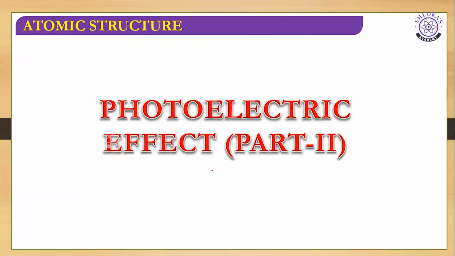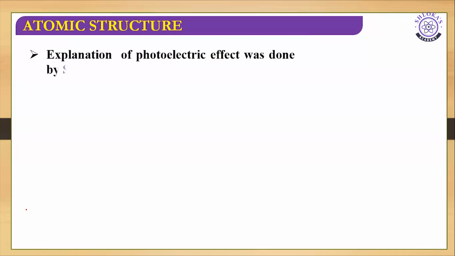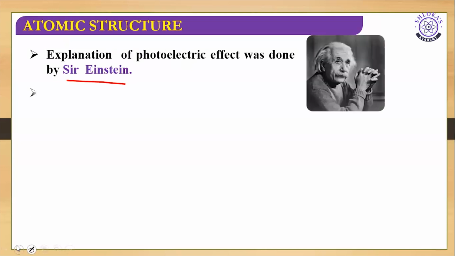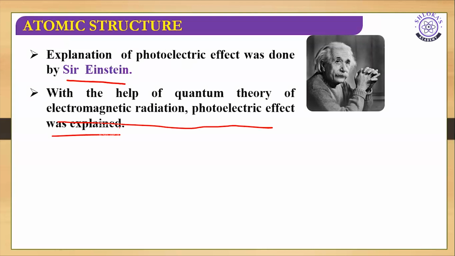That is part 2. We are going to discuss photoelectric effect part 2. The explanation of the photoelectric effect was given by Einstein. Einstein also explained the same concept in his own method. With the help of the quantum theory of electromagnetic radiation, the photoelectric effect was explained. Einstein correlated this phenomenon with electromagnetic radiation.